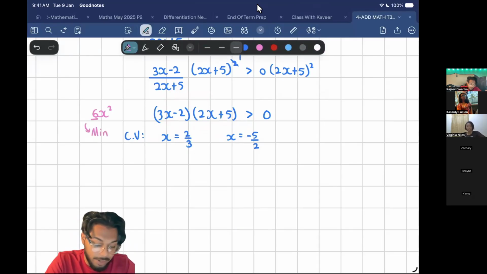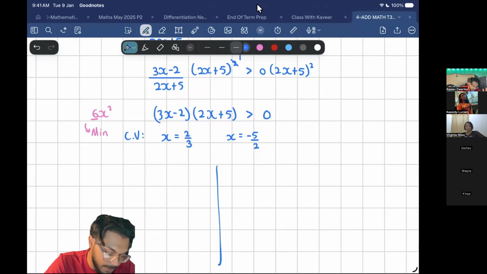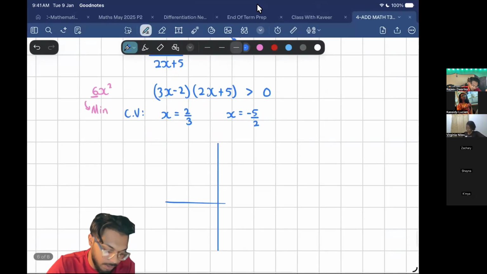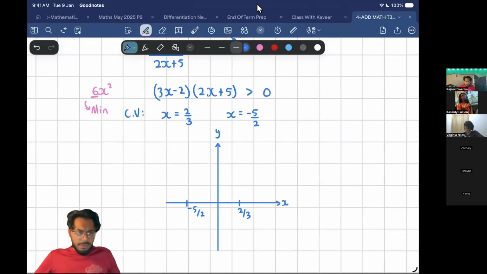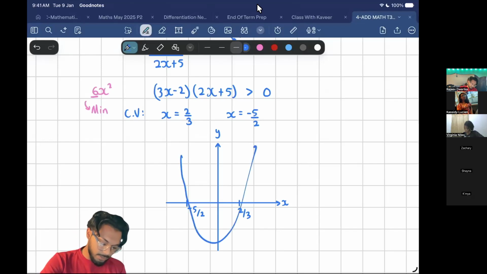So when I'm doing my graph, one of my roots is going to be here. 2/3 is going to be here, and then minus 5/2 is going to be here. Are they with me or are they confused? Yeah, with you. And we know that this graph is going to be our minimum, so it'll look like this.